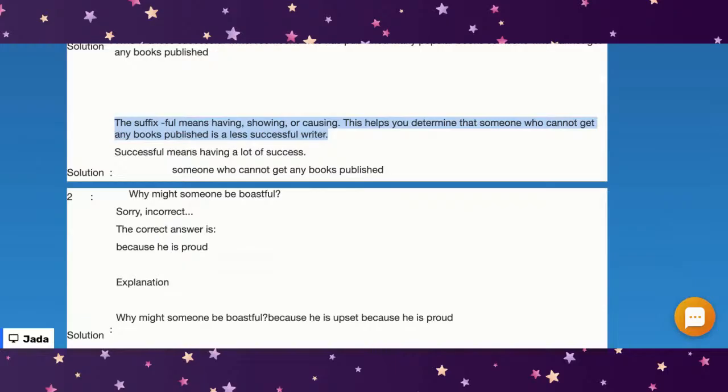Okay, so someone who cannot get any book published is a less successful writer. But if you can get a book published, then you're successful. So successful means having a lot of success.